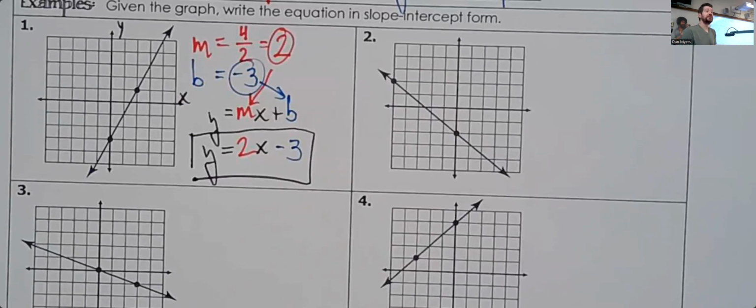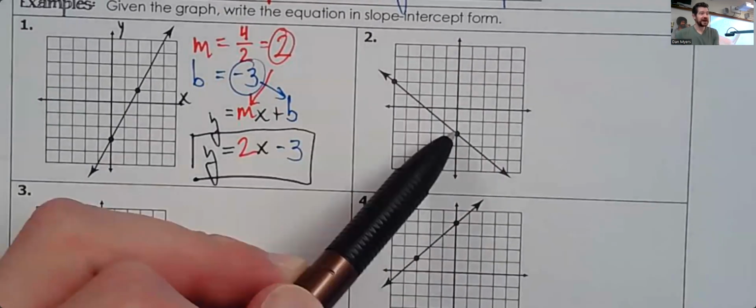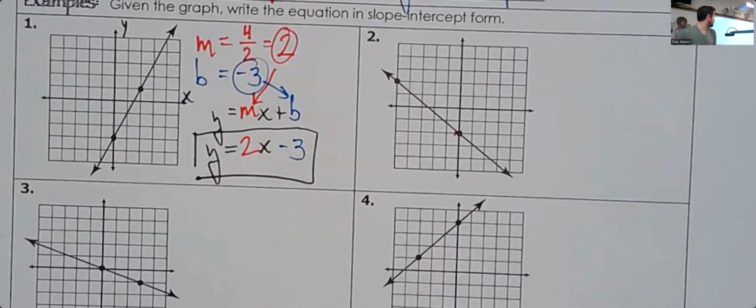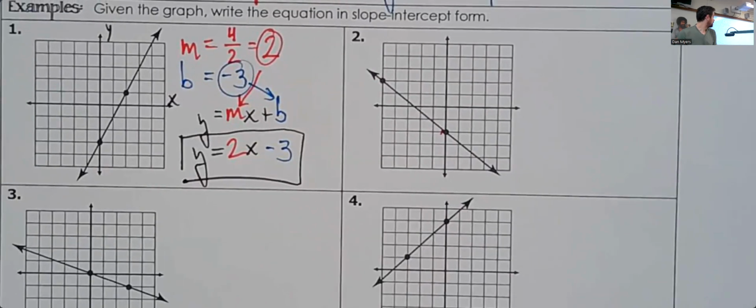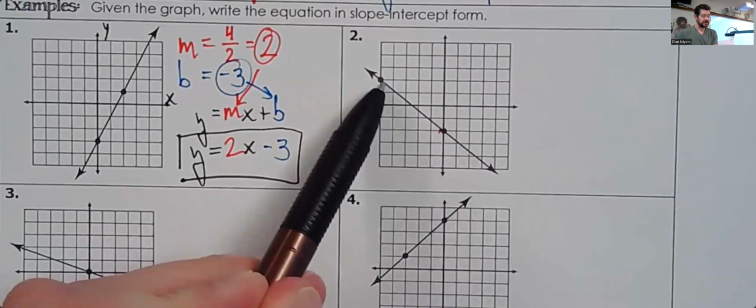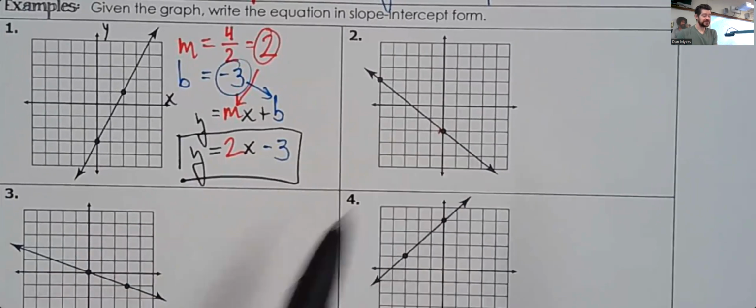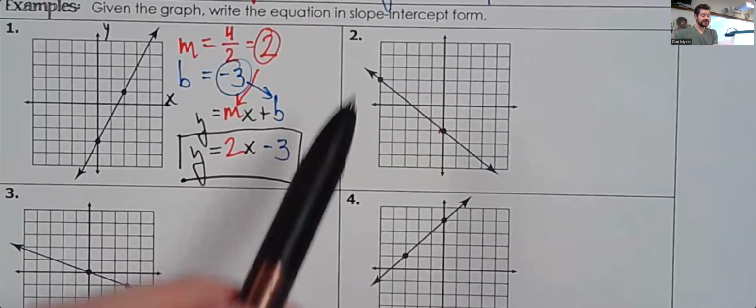All right, we're going to do number 2 together. Listen up. Number 2 as a class, and then I'm going to have you do 3 and 4 on your own. Here we go. Problem number 2. Our slope going from left to right. This time, do we have a positive slope or a negative slope? Positive or negative slope on number 2?